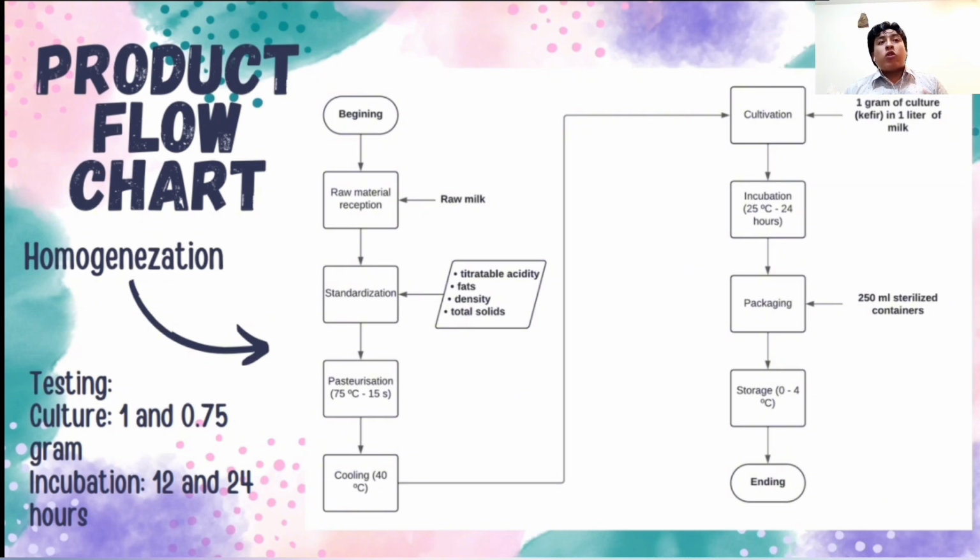Here it is worth emphasizing the importance of the latter two, because another test was done changing the amount of culture between 0.75 and 1 gram and the incubation time between 12 and 24 hours, analyzing the change that would occur in the pH and Brix degrees. Then it goes through filtering and packaging in a sterilized glass container, to finally be stored at refrigeration temperature to extend shelf life and prevent the proliferation of microorganisms.